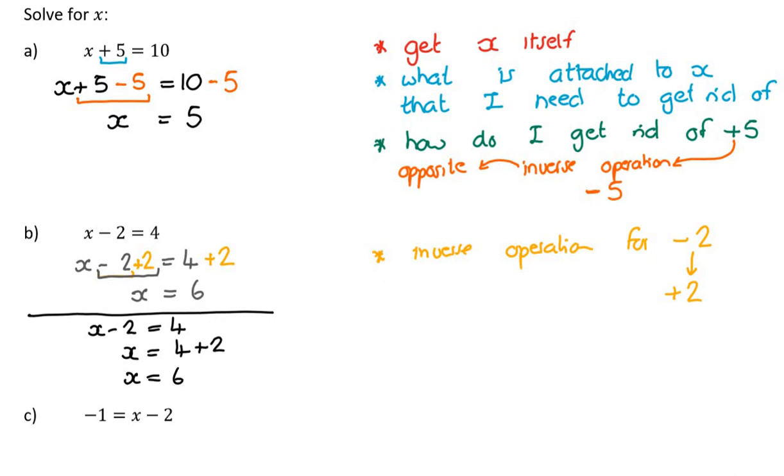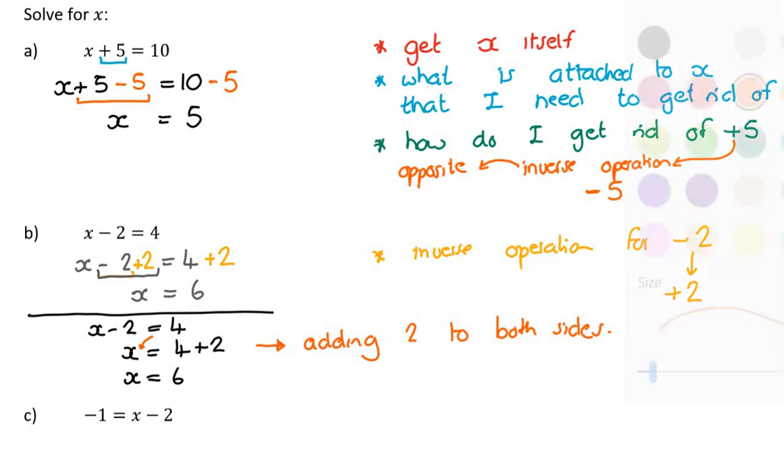Now it doesn't look like you've obeyed the golden rule because you didn't add 2 to both sides, but you did. Because over there, where's the minus 2? Well, it's disappeared because I've added 2. So what you're doing here is you're adding 2 to both sides, but you're not explicitly showing it. But you are actually doing it. So it's implied that you added it to the left-hand side because the minus 2 has disappeared.